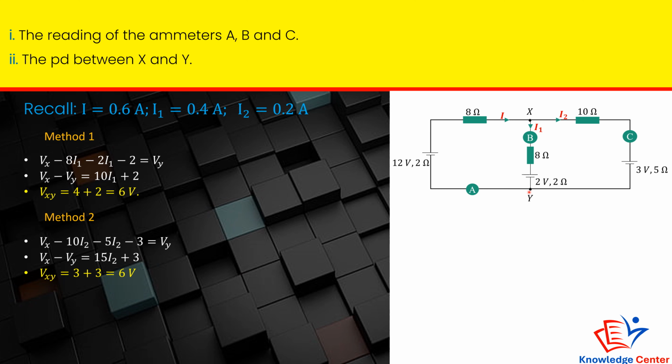Again, this reinforces the fact that the electric field is an example of a conservative field, just like the gravitational field and magnetic field. They are all conservative fields. So hence X is at a higher electric potential because Vxy is positive.